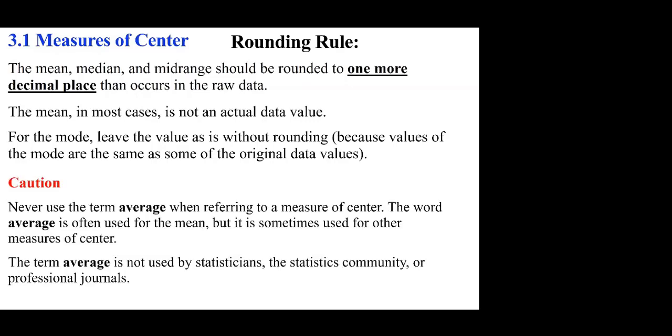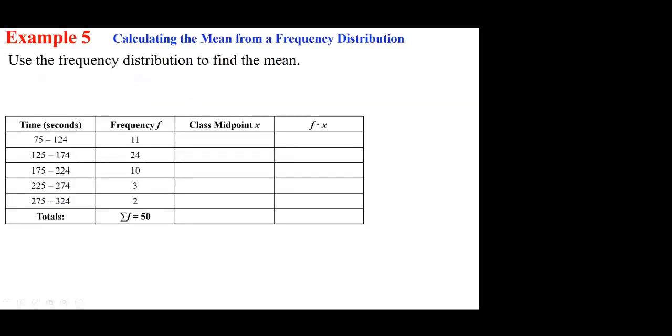Caution, never use the term average when referring to a measure of center. The word average is often used for the mean, but it is sometimes used for other measures of center. The term average is not used by statisticians, the statistics community, or professional journals. So that's normally the case when it comes to statistics. Although we are used to it, and we did that in algebra, so we want to be careful.